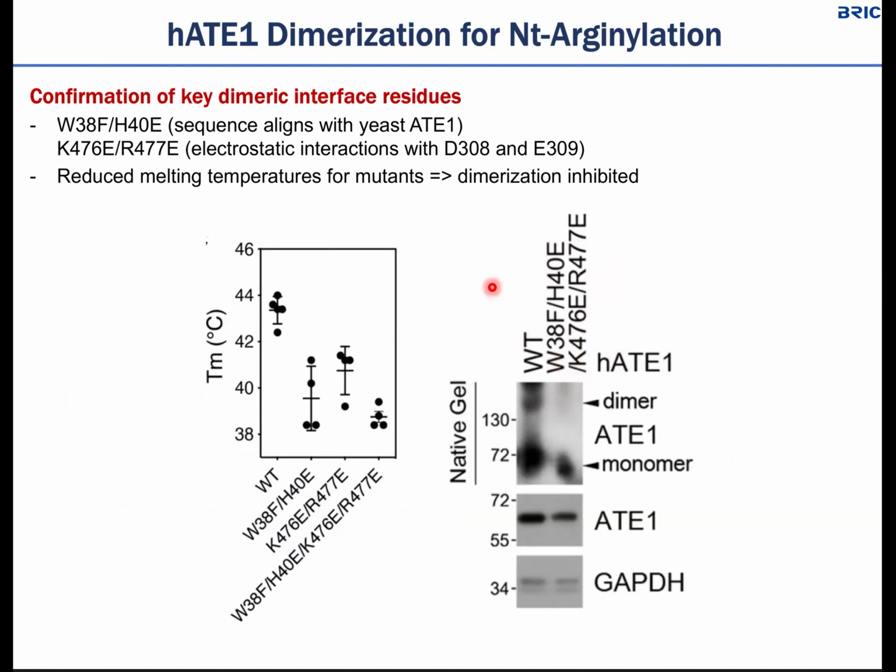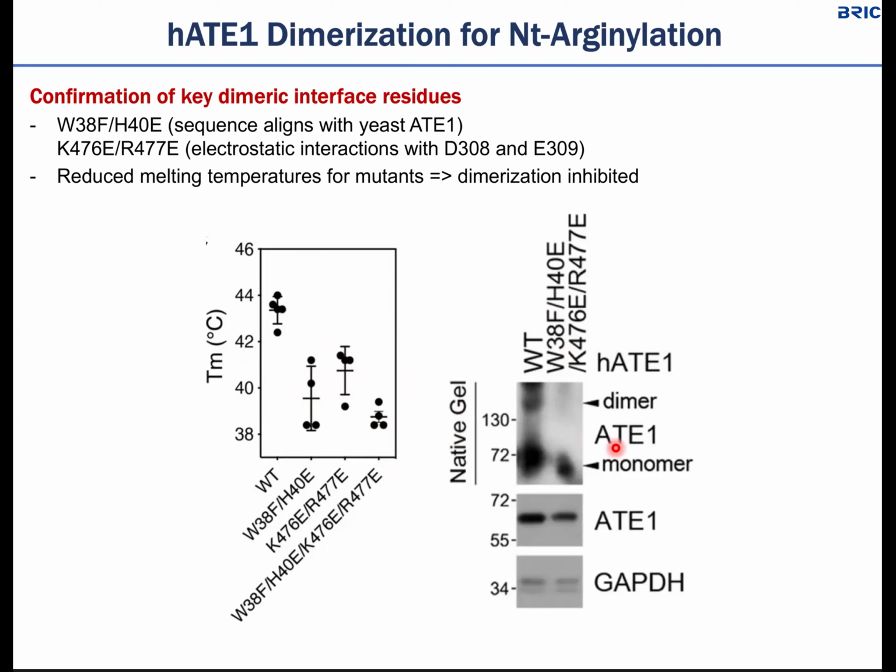We hypothesized that these mutations would expose large surface areas of AT1 to the solvent, which would then likely compromise protein stability. And in line with this prediction, both pairs of mutations led to reduced melting temperatures to approximately 40 degrees Celsius, while the quadruple mutant also displayed a similar decrease in melting temperature.